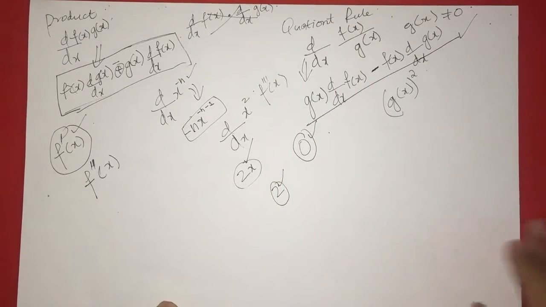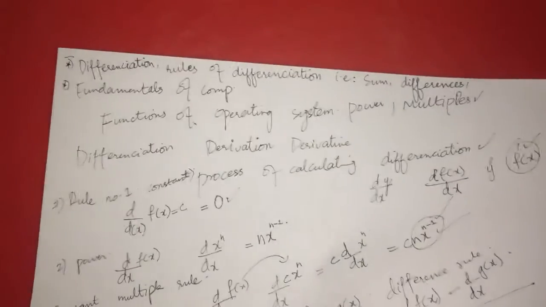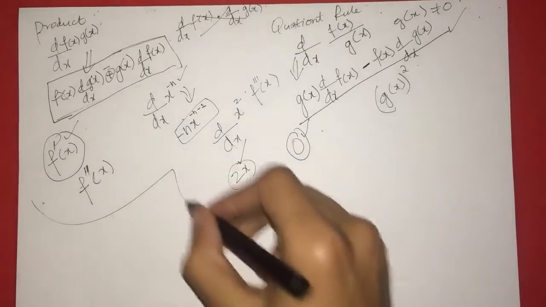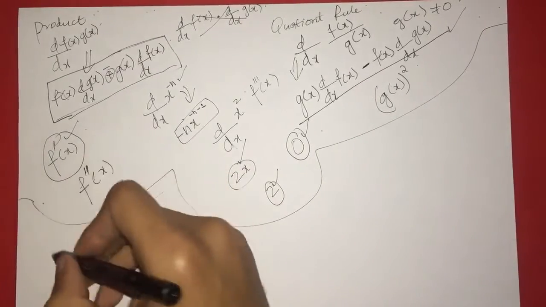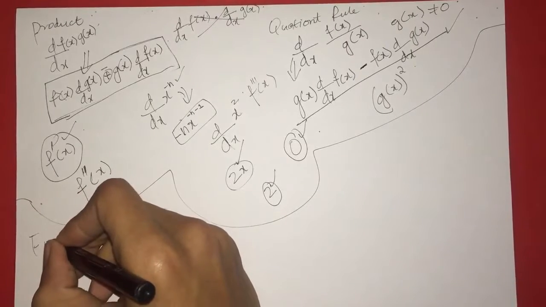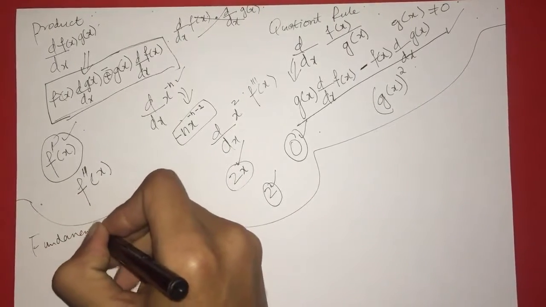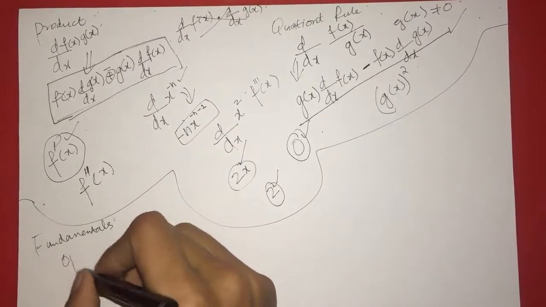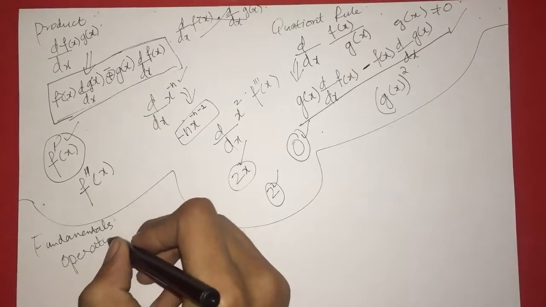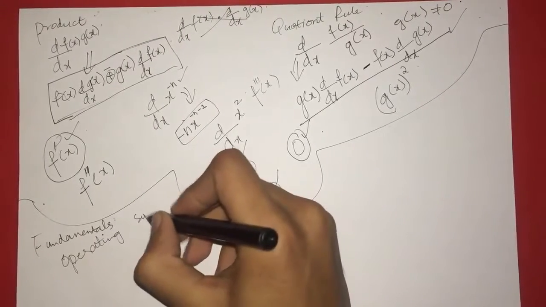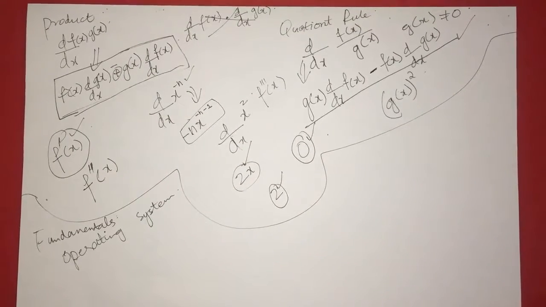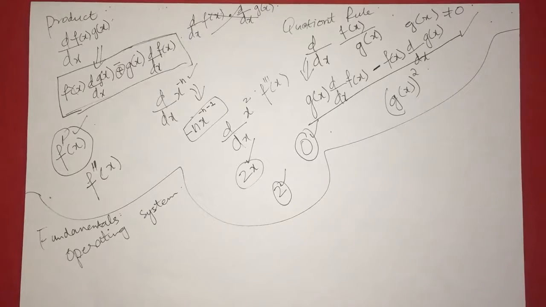So I think we have time, we have 6 minutes, so let's discuss some fundamentals of computers. In fundamentals of computers, we were to discuss the functions of operating systems. So operating system is a system software which coordinates all the tasks related with your hardware and software.